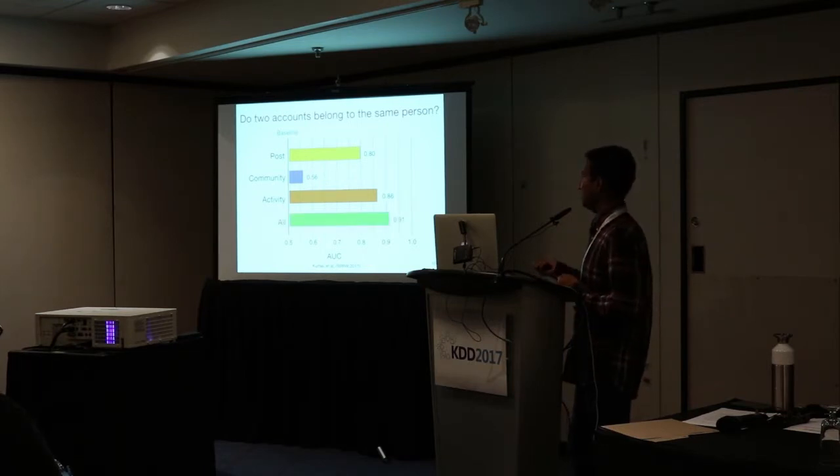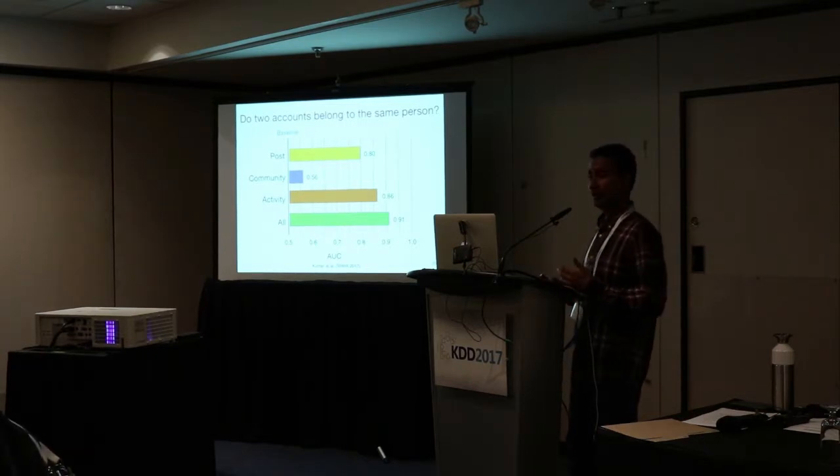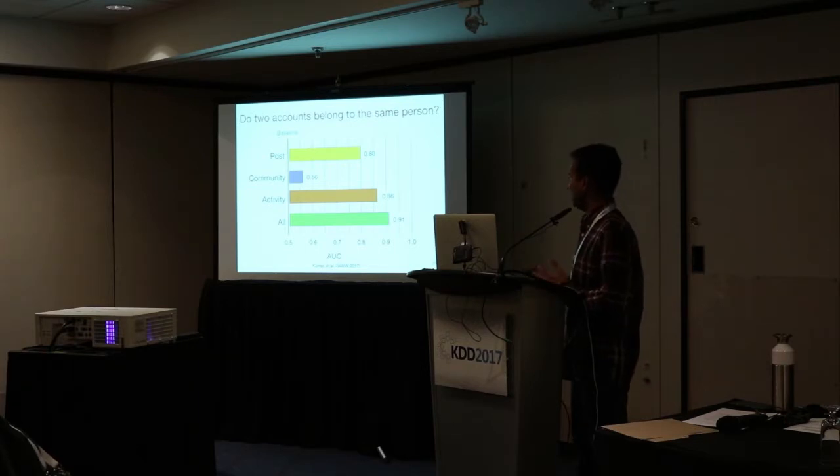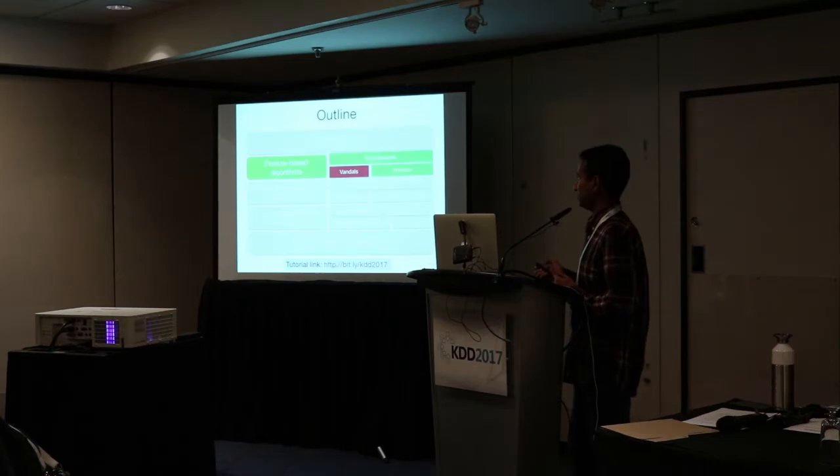And when you combine all of these features together, you get an area under the ROC curve of 0.91, which essentially means almost 9 out of 10 times the algorithm based on these features is very accurate in identifying the two accounts together.